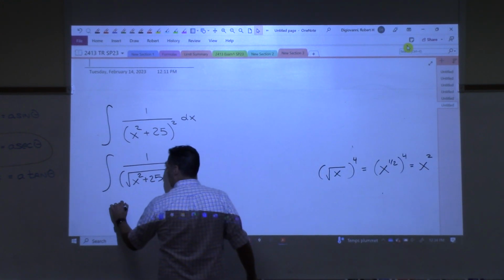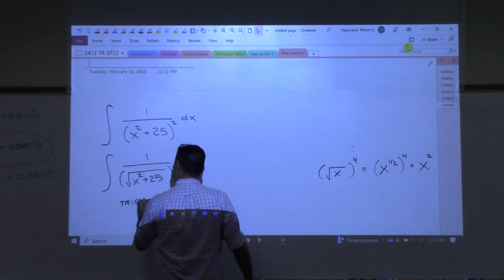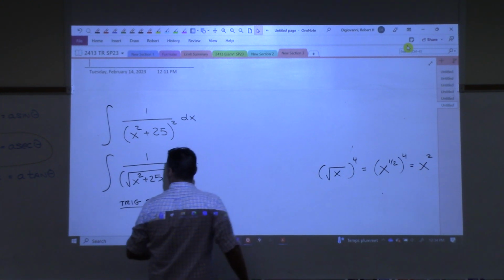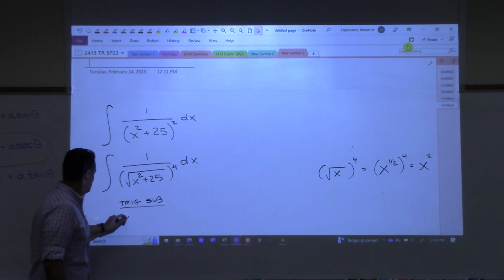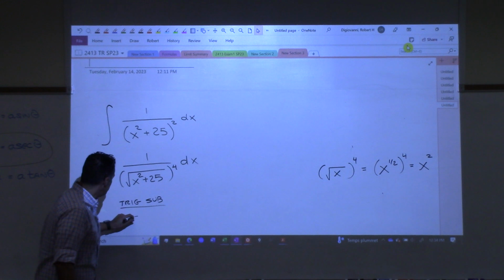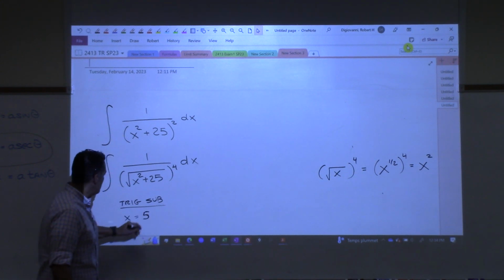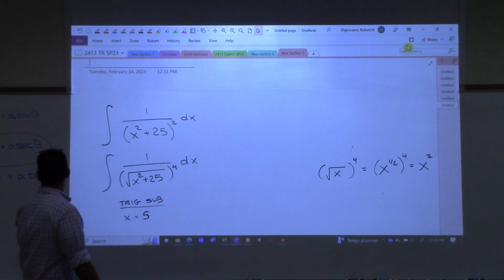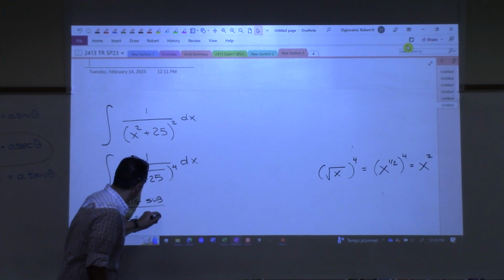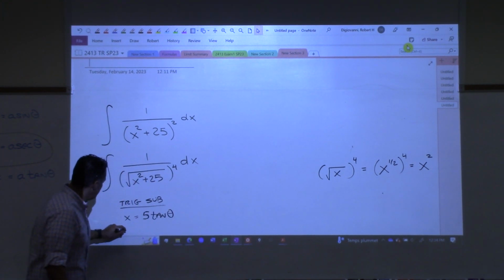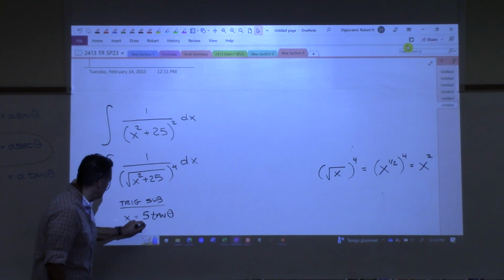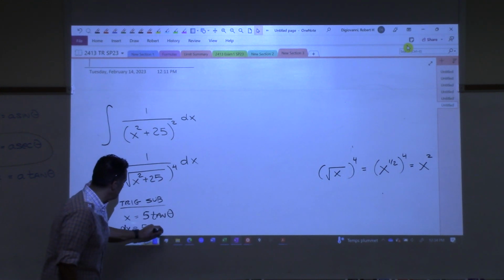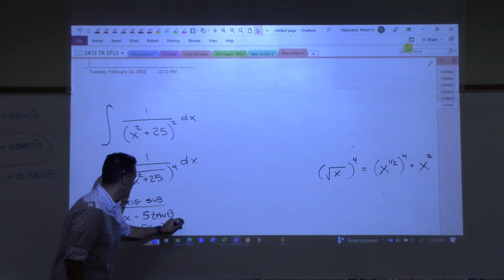All right, so now the trig sub. I'm going to let x, thank goodness, so I don't have to complete the square. x equals 5, because a is 5 for us, 5 tan theta, right? Okay, take the derivative. dx is going to be equal to 5 secant squared theta d theta.